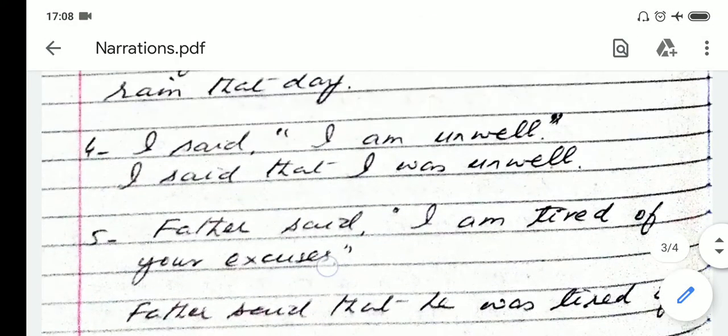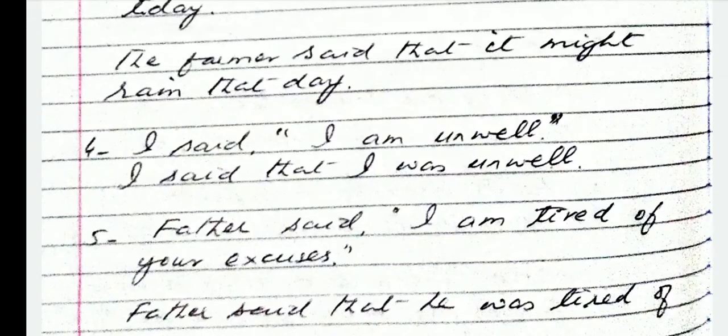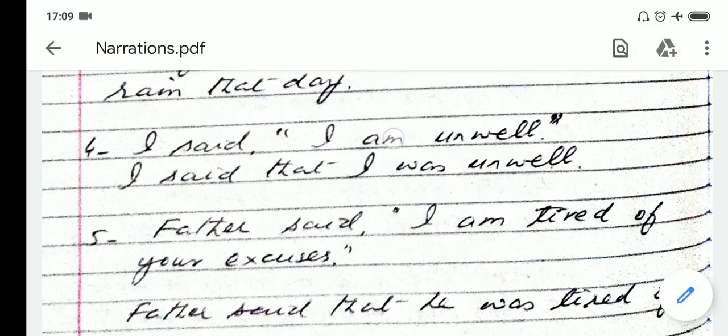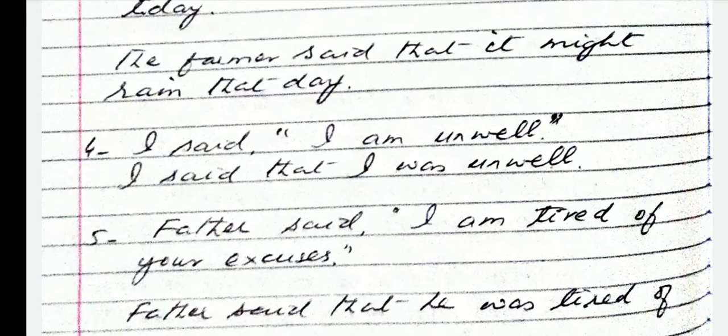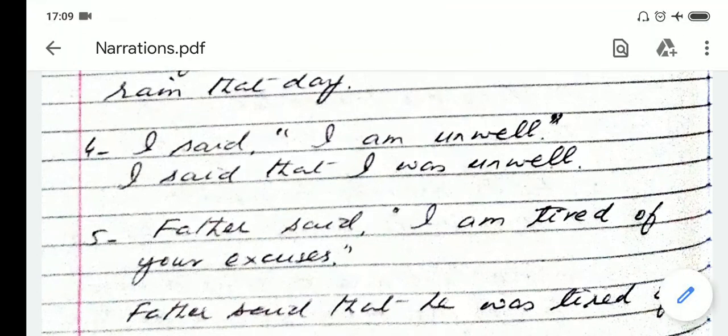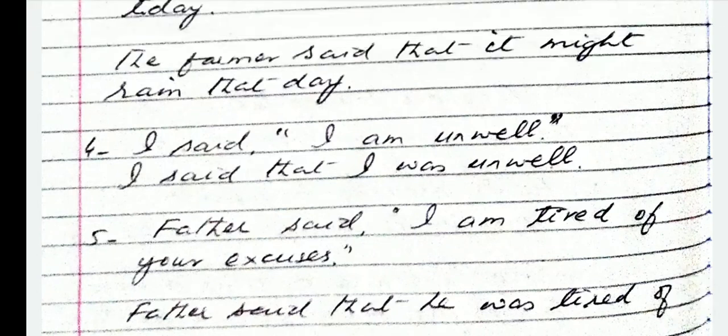Then number 4, I said, "I am unwell." The reporting speech again, you can see, is in the past tense. I said that I was unwell. Simple present will change into simple past according to the rule. Again, only if the reporting speech is in the past tense. In this case, the reporting speech is in the past tense, so you will change I am into I was, that is, present into past.